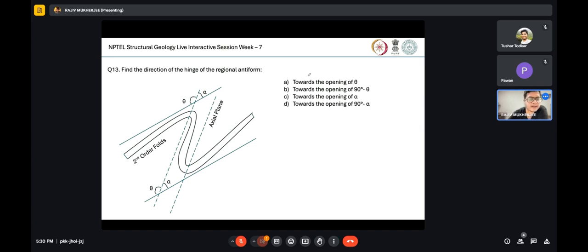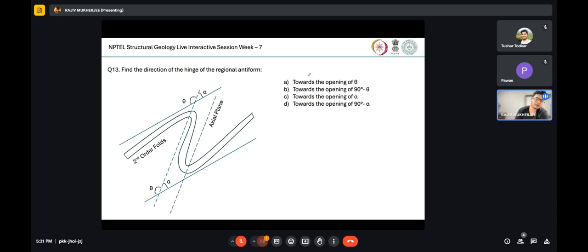Okay. Question number 13. We have only one question left. Find the direction of the hinge of the regional antiform. Option A, towards the opening of theta. Option B, towards the opening of 90 degrees minus theta. Option C, towards the opening of alpha. And D, towards the opening of 90 degrees minus alpha.